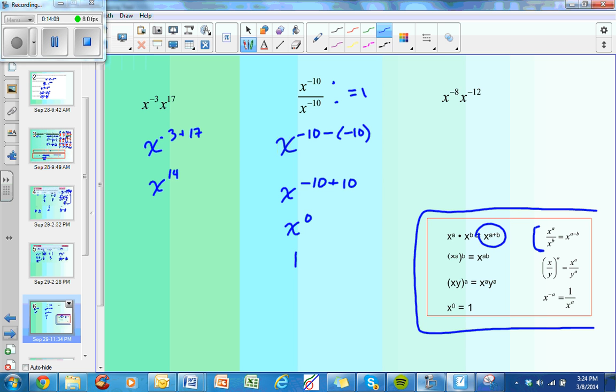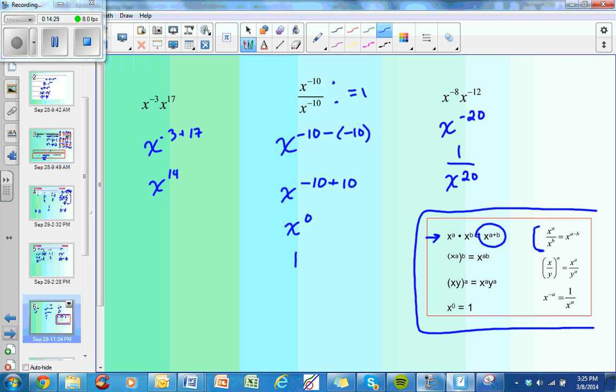This last one on this slide is again the same as this rule, but we're working with some negatives. I have to add those numbers together to get x to the negative 20th. And if I was going to write that without a negative exponent, it would be 1 over x to the 20th.